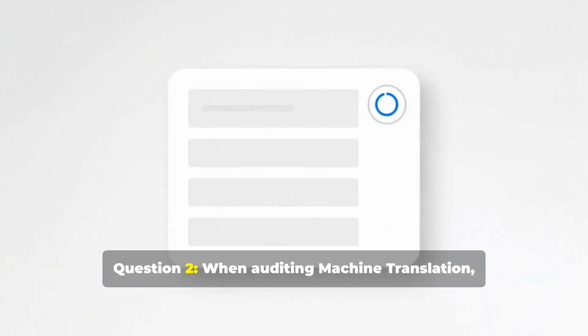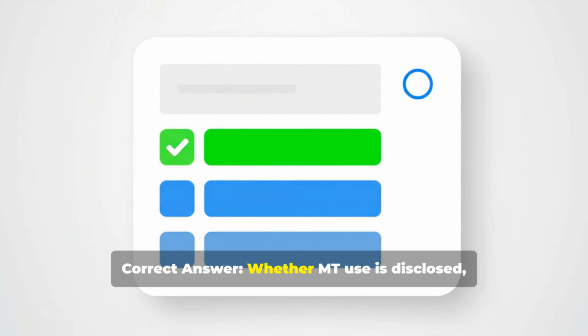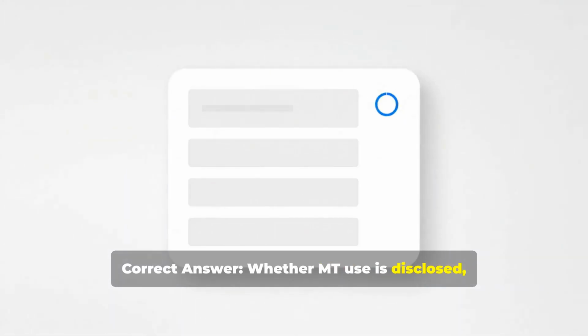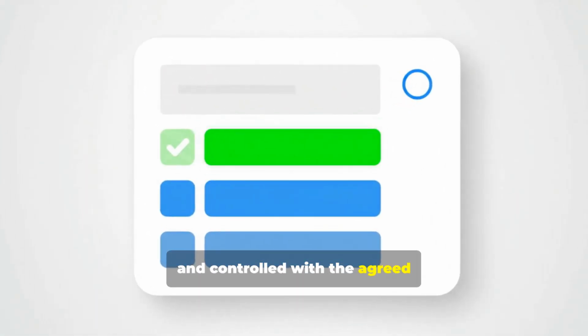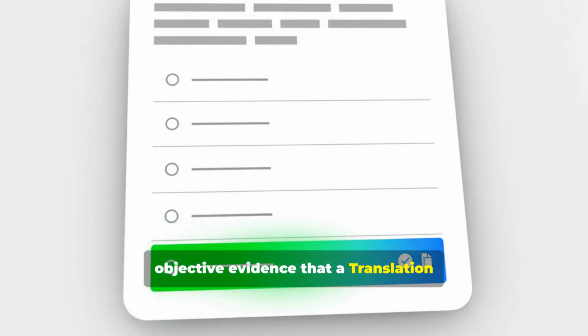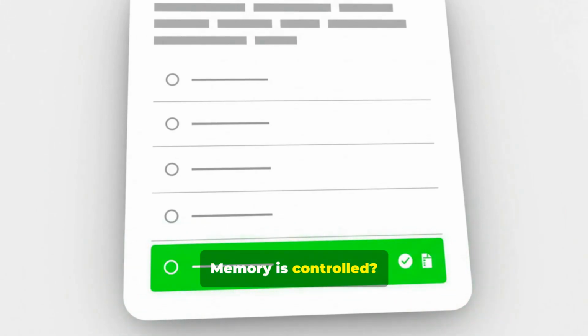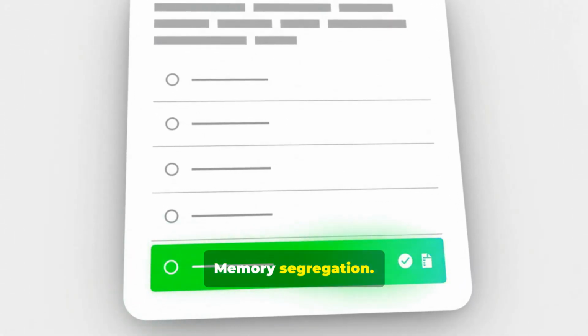Question 2. When auditing machine translation, what is the most important question? Correct answer: whether MT is disclosed, contractually permitted, and controlled with the agreed post-editing level. Question 3. Which is the strongest objective evidence that a translation memory is controlled? Correct answer: a dated TM maintenance log, together with per-client translation memory segregation.